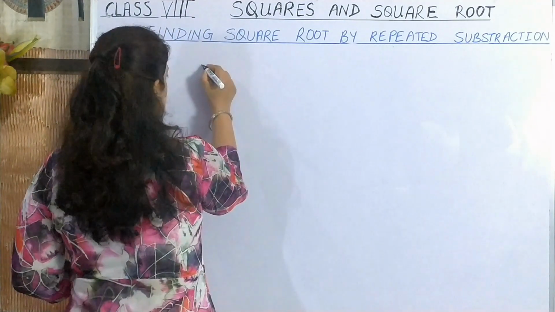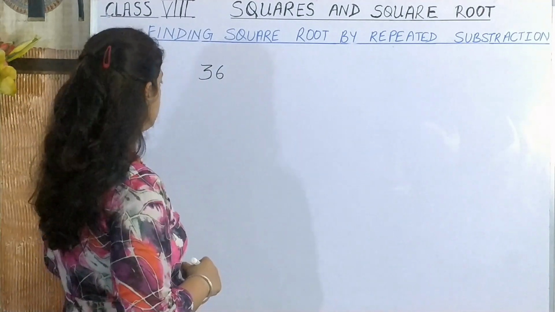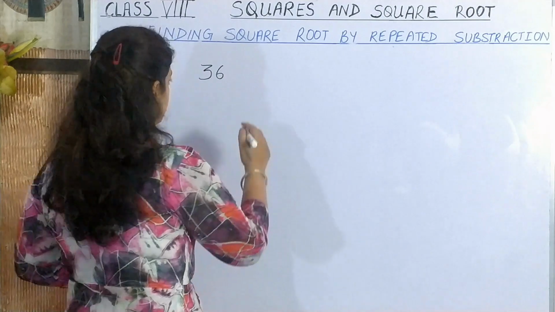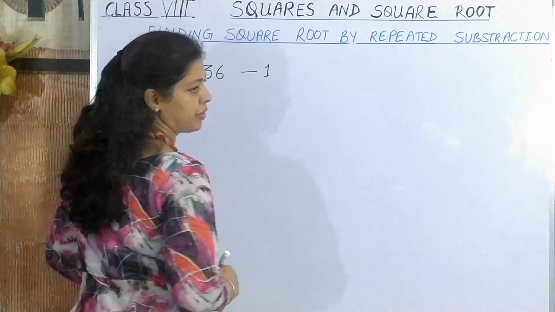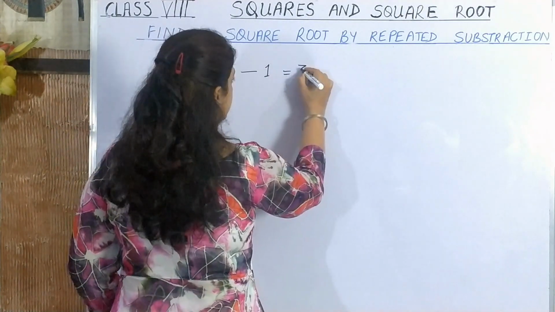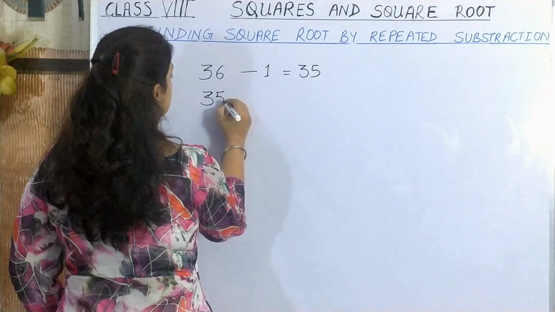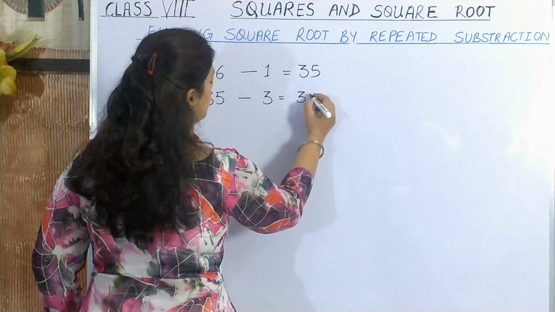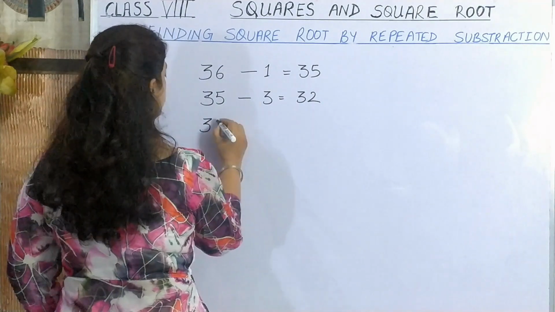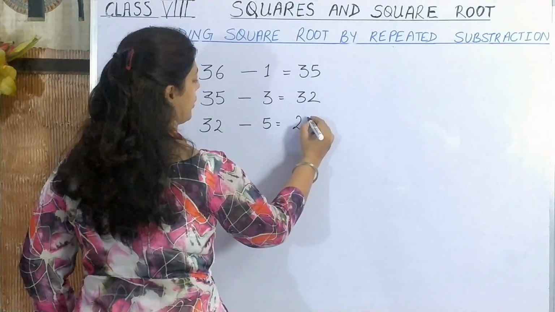I'll take the number 36. Starting from 36, we subtract successive odd numbers till we get 0. 36 minus 1, which is the first odd number, gives me 35. From 35, minus the next odd number 3, gives me 32. I bring 32 here, the next odd number is 5, 32 minus 5 gives me 27.